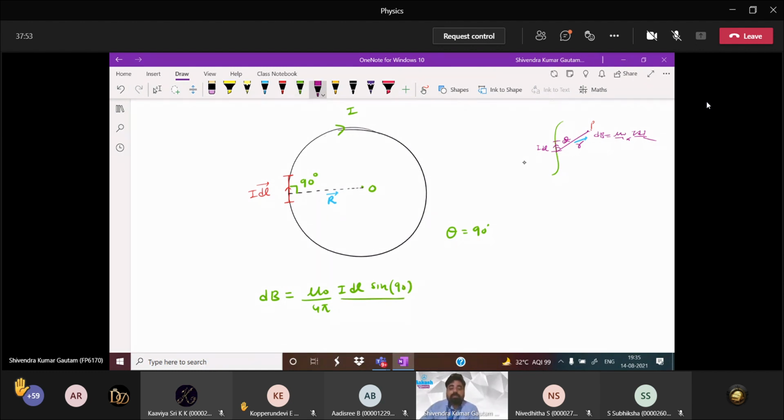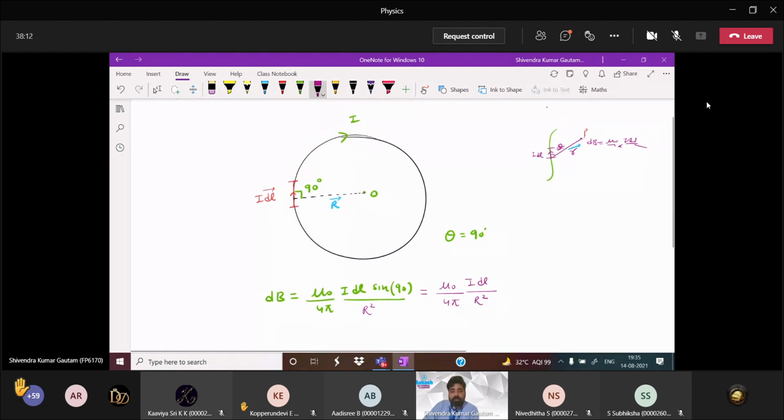Which r? Tell me. Small r or capital R here? Capital R. R is the radius here. Now I got here, see, mu naught by 4 pi, I into dl divided by r square.